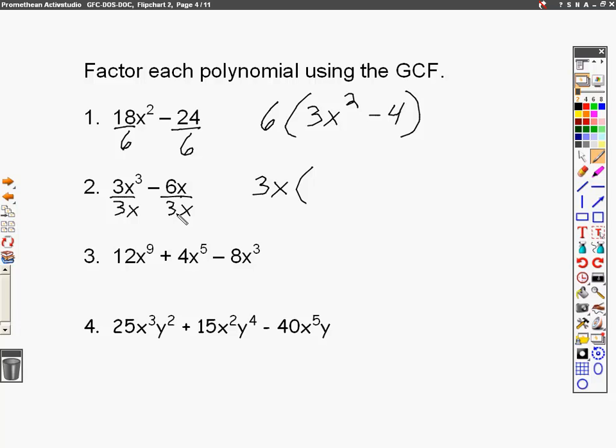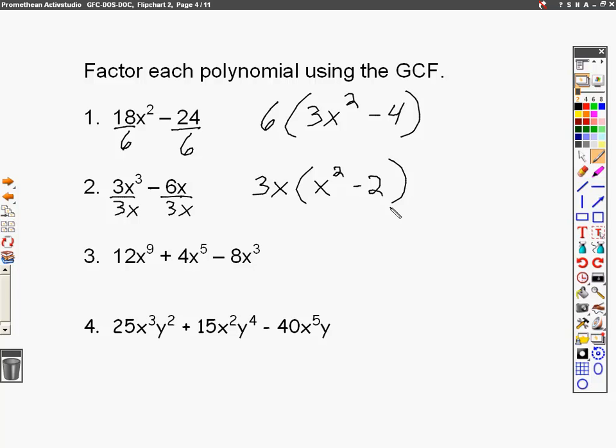Okay? 3 divided by 3 is 1, and then 3 divided by 3 is 1, and then x to the third and x to the 1, I subtract my exponent, so I get x squared. You can either write 1x squared or just x squared. Then, -6 divided by 3 is -2. And x divided by x, 1 minus 1 is 0. And anything to the 0 power cancels out. So we get that. Okay, I've now done the GCF of that one.